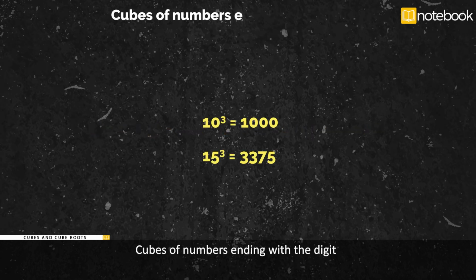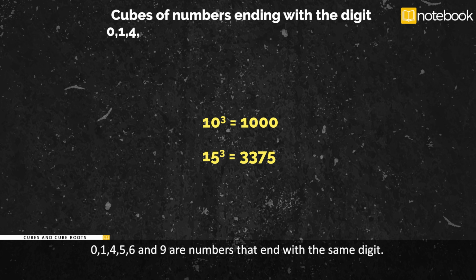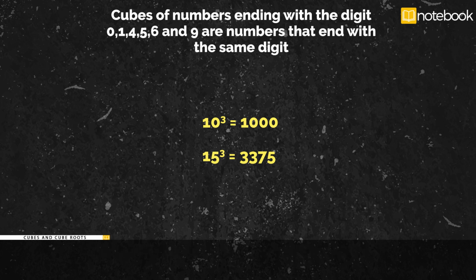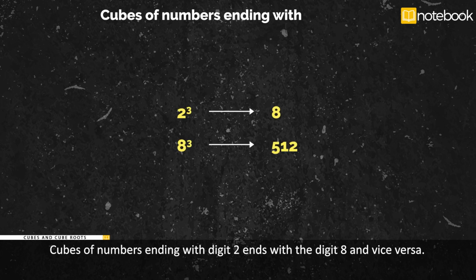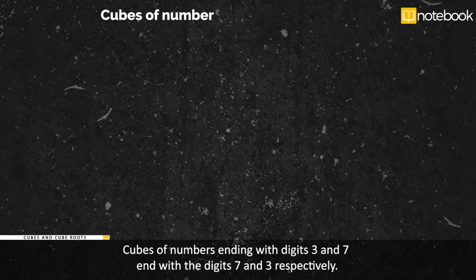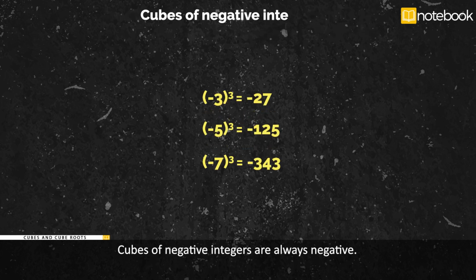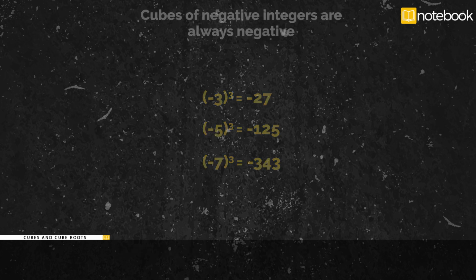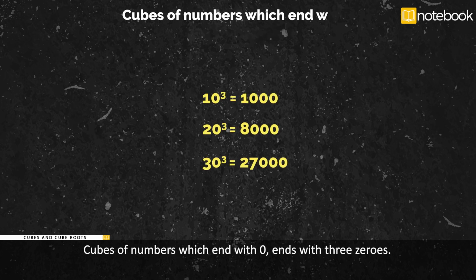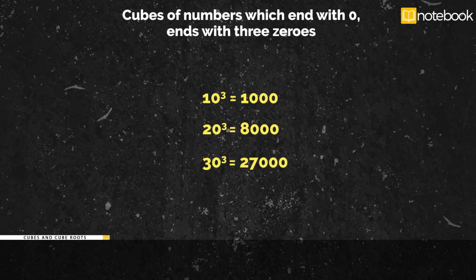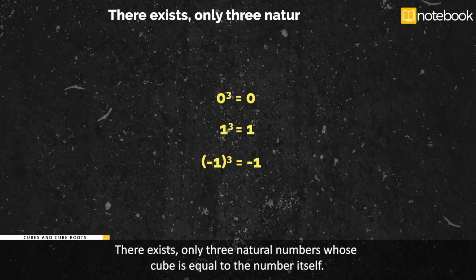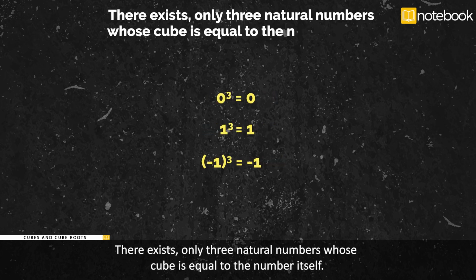Cubes of numbers ending with the digit 0, 1, 4, 5, 6 and 9 are numbers that will end with the same digit. Cubes of numbers ending with digit 2 end with the digit 8 and vice versa. Cubes of numbers ending with digits 3 and 7 end with digits 7 and 3 respectively. Cubes of negative integers are always negative. Cubes of numbers which end with 0 end with 3 zeros. There exist only 3 natural numbers whose cube is equal to the number itself.